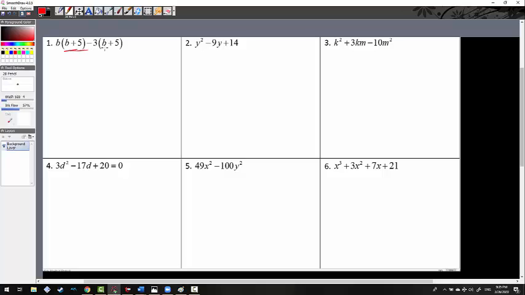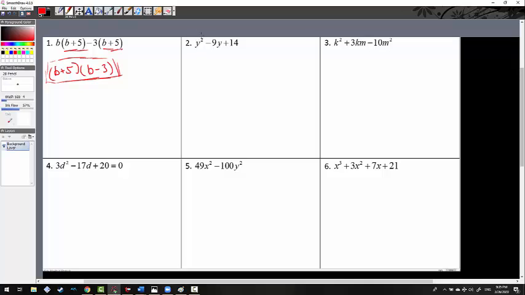Looks like I've got two b plus 5s in common here. I'm going to go and factor out that b plus 5, and that leaves me with a b minus 3 on the inside. That's as far as we can go. Pretty basic factoring stuff going on with this problem here.